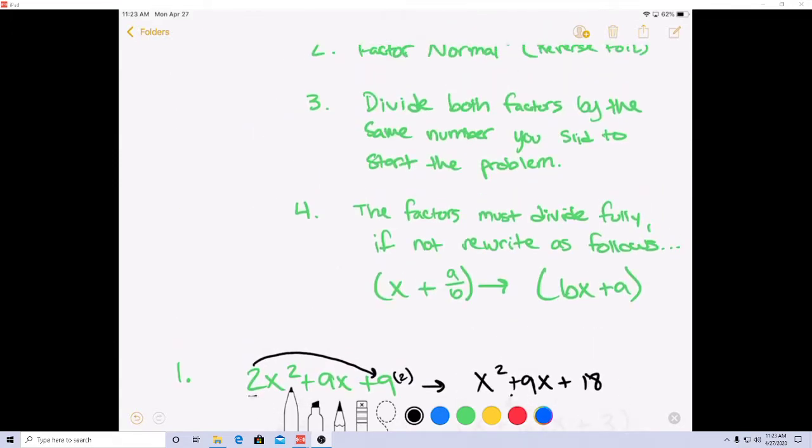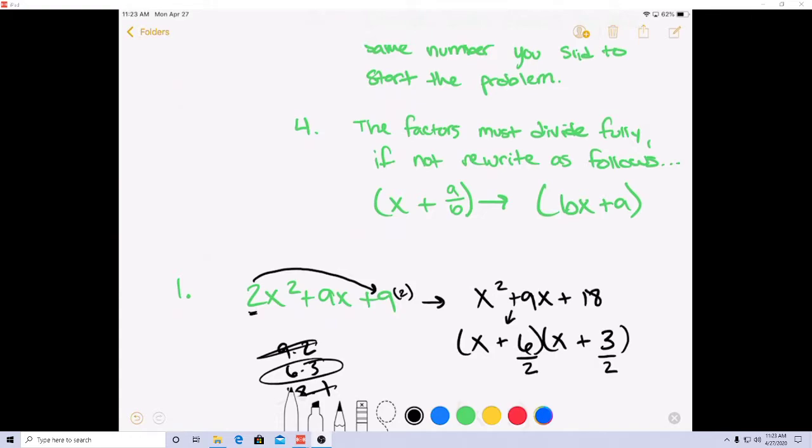Right here on step 4, I tell you the factor must divide fully. If not, rewrite it as follows. Let me use some letters here. If I have x plus or minus, it doesn't matter, a over b, and that is a fraction that can't reduce and doesn't make a whole number, I take this b, the bottom of the fraction, and I stick it in front of the x. That's how I got bx plus a.